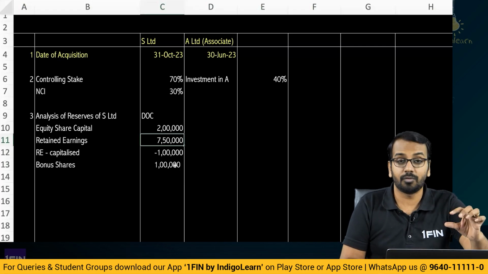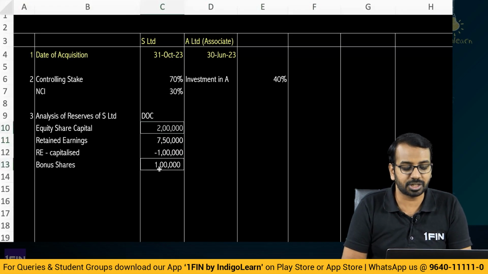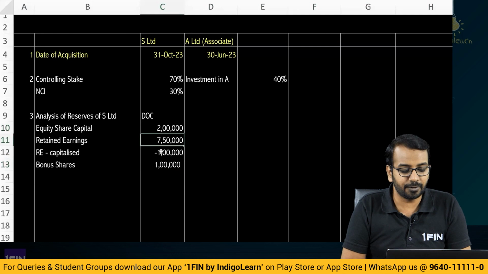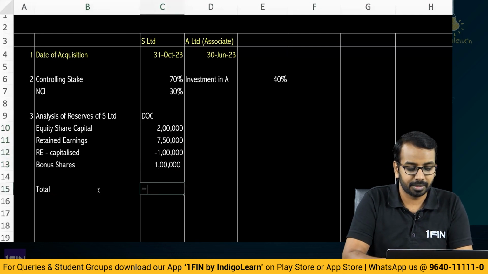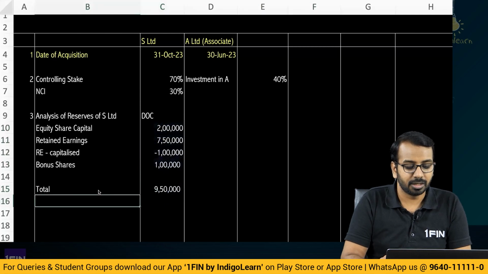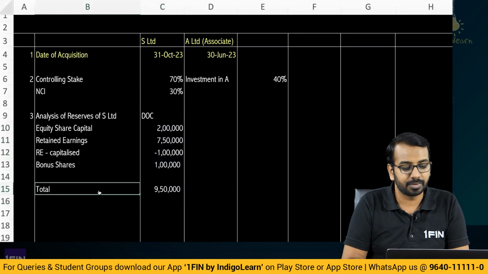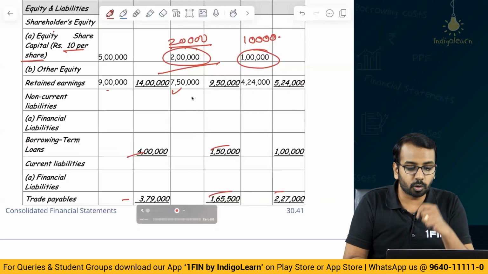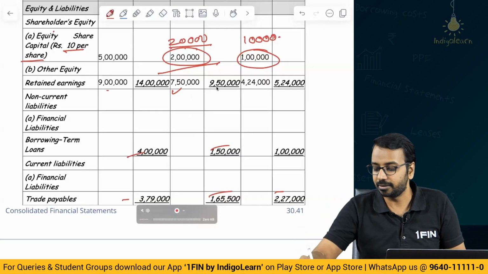I have given a breakup for your understanding. So ultimately if you see equity share capital 2 lakhs plus bonus shares 1 lakh, 3 lakhs, 750 minus 1, 650. The total if you see after this adjustment, the total is 9,50,000. And what is the total before adjustment? Before adjustment also it is 9,50,000, you can see it here.